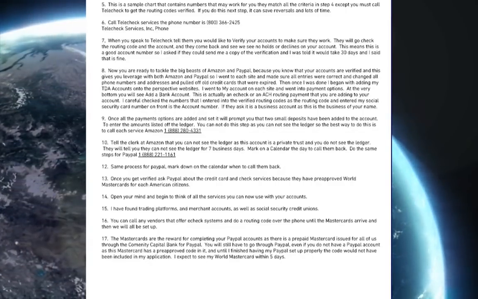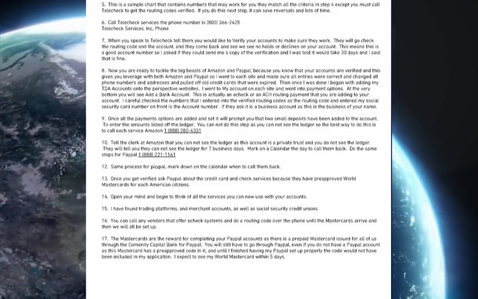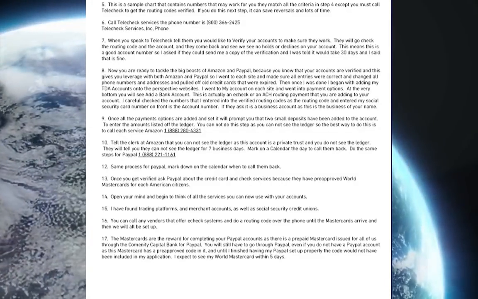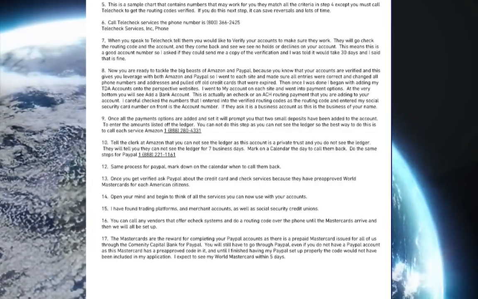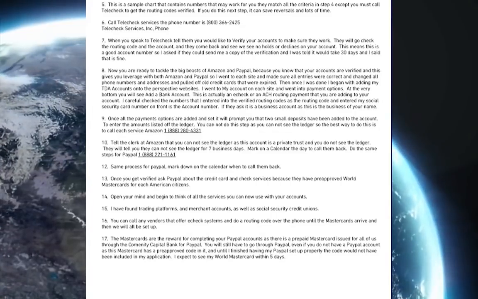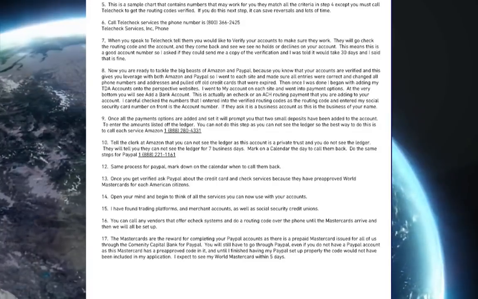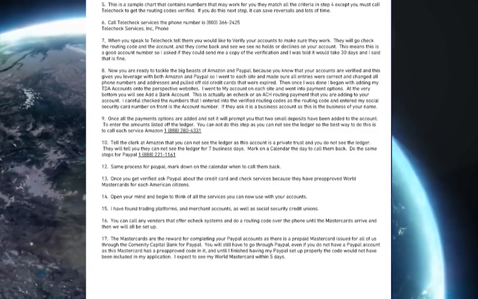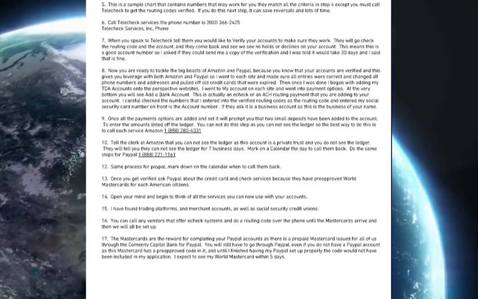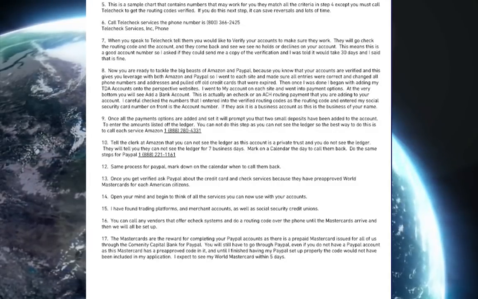I carefully checked the numbers that I entered into the verified routing codes as the routing code, and entered my social security card number on front. That is the account number. If they ask, it is a business account, as this is the business of your name. 9. Once all the payment options are added and set, it will prompt you that two small deposits have been added to the account, and to enter the amounts listed off the ledger. You cannot do this step, as you cannot see the ledger.